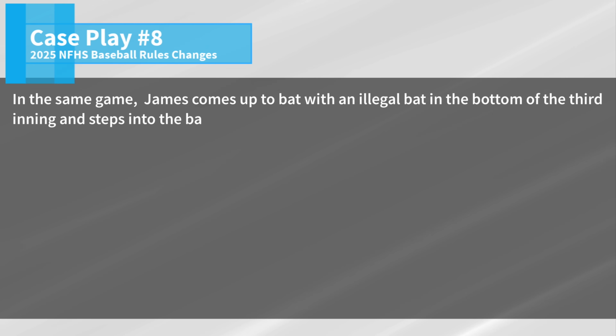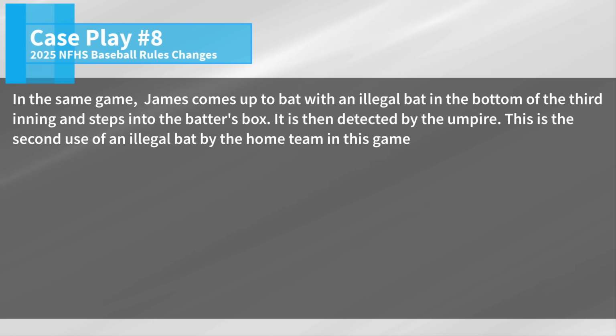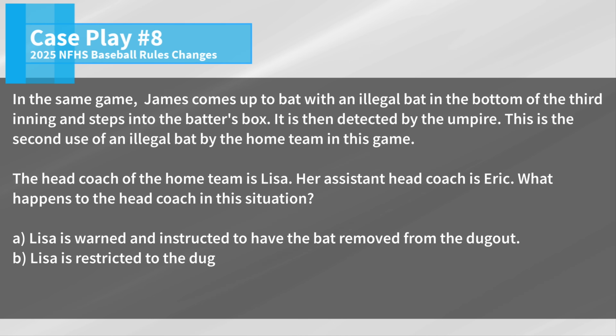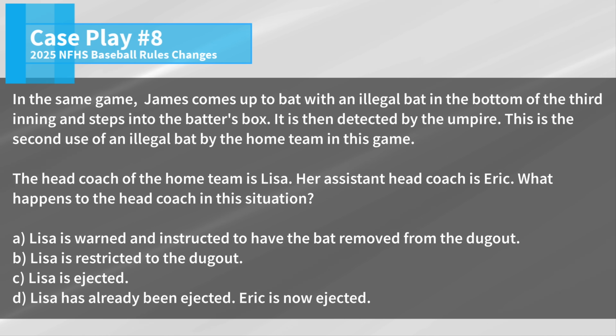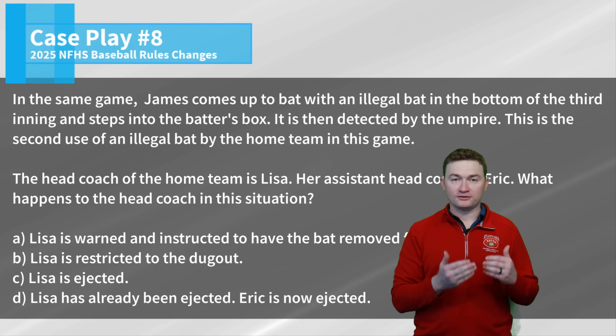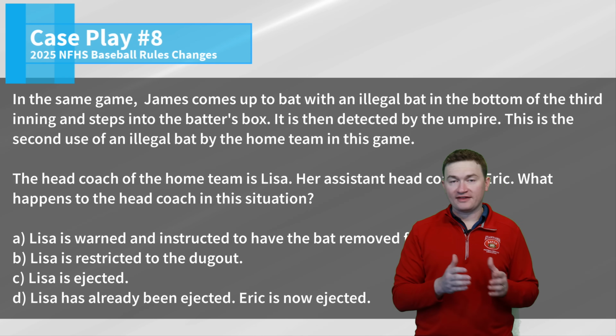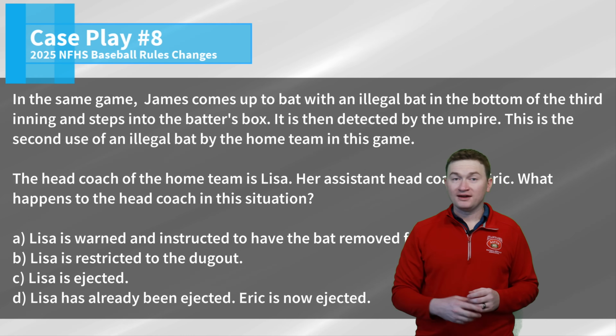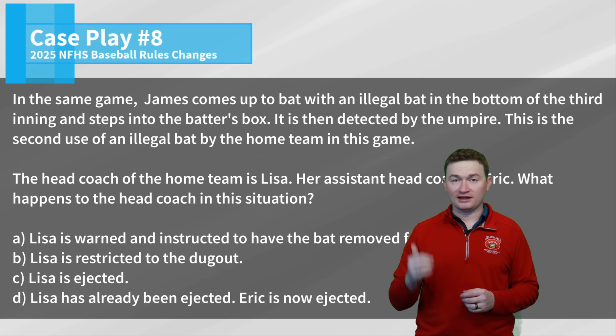Case play number 8. This is the same as the last question, except now we're asking about the head coach of the team, Lisa. Her assistant head coach is Eric. What happens to the head coach in this situation? Is it A, Lisa is warned and instructed to have the bat removed from the dugout? B, Lisa is restricted to the dugout? C, Lisa is ejected? D, Lisa is already ejected, Eric is now ejected. The correct answer here is C. Lisa is now going to be ejected from the game. For the first violation in that game where her team used an illegal bat, that results in the head coach being restricted. The second time it happens in a game, that coach is ejected.